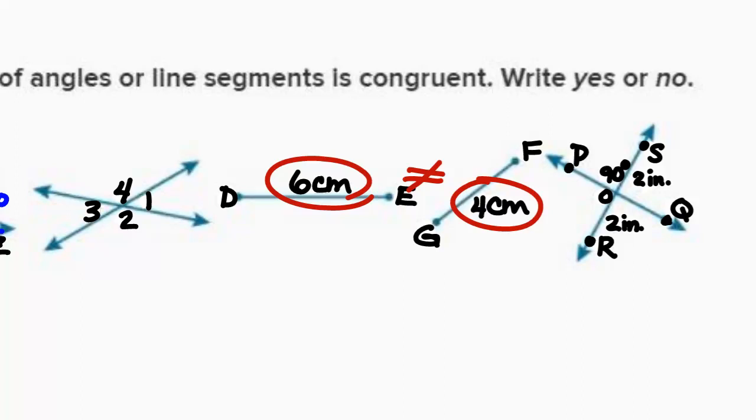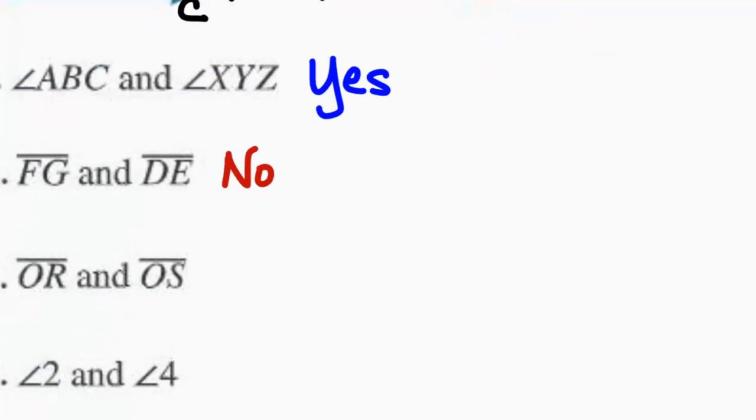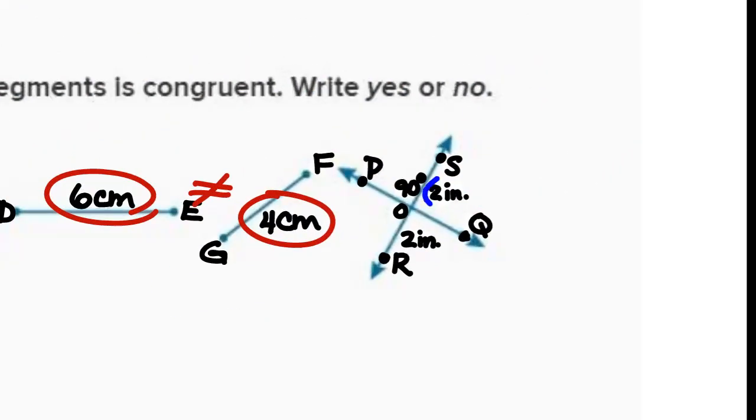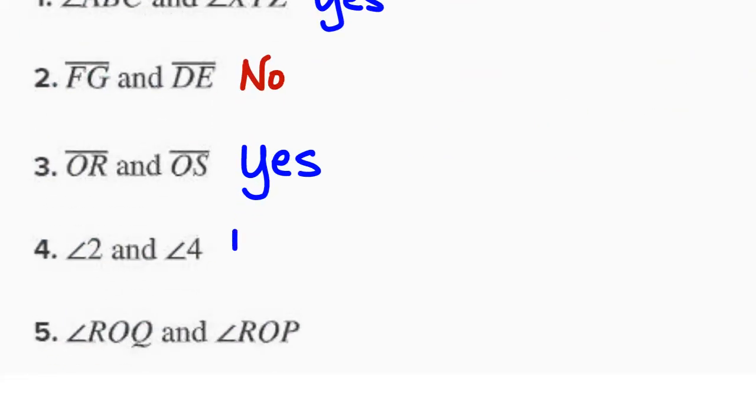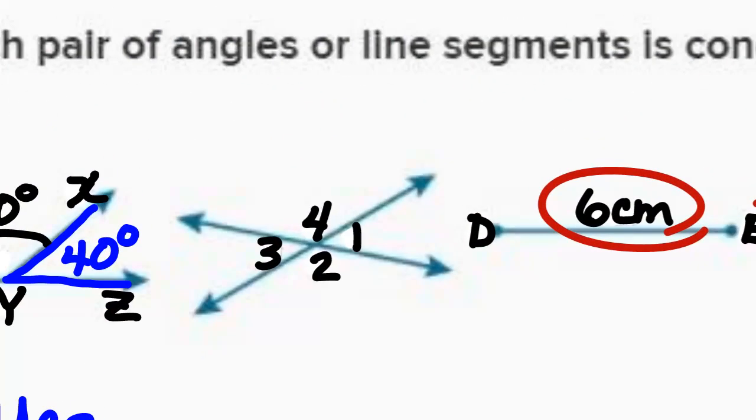So what about segments OR and OS? Yes, because they are both 2 inches. 2 inches is equal to 2 inches. Angle 2 and angle 4? Yes, because they are vertical angles. We don't know how big either one of them is, but they have to be the same because vertical angles are always congruent.